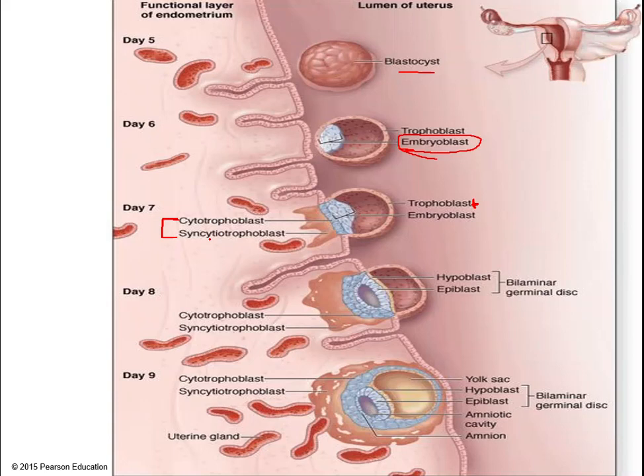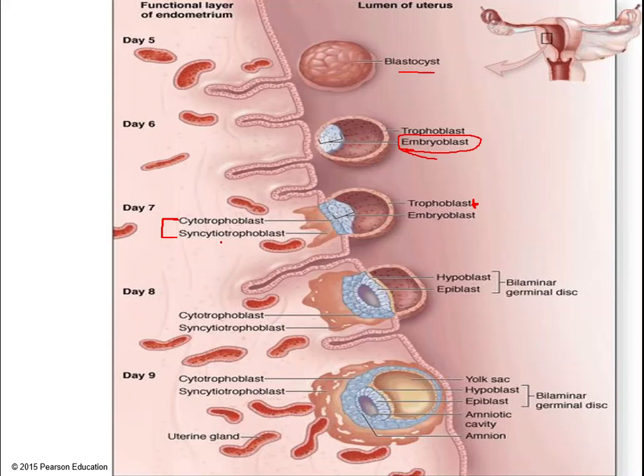The syncytial trophoblast cells secrete growth factors and digestive enzymes that will help erode the endometrial lining and allow the blastocyst to firmly secure itself, embed itself within the endometrium. So that is the purpose of the syncytial trophoblast. So don't forget the two.